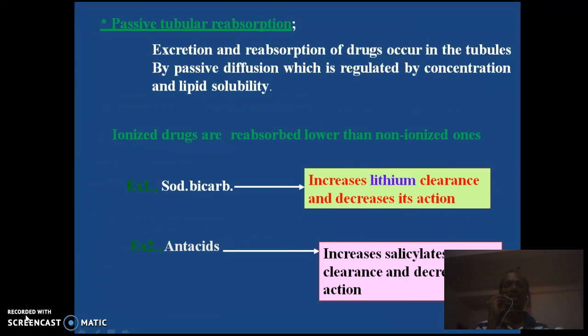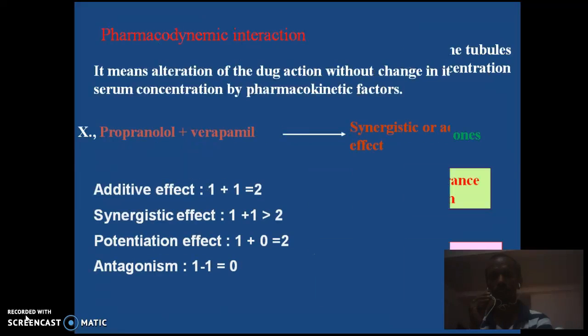The next drug interaction is at tubular reabsorption level. Excretion and reabsorption of drugs occur in the tubules by passive diffusion, which is regulated by concentration and lipid solubility. Ionized drugs are reabsorbed lower than non-ionized ones. For example, when sodium bicarbonate is administered with lithium, then the sodium bicarbonate increases lithium clearance and decreases its action.